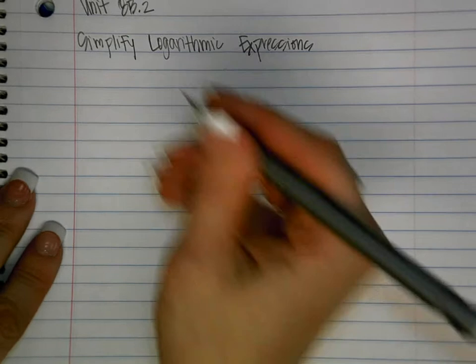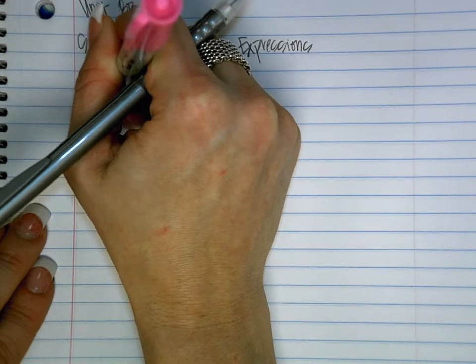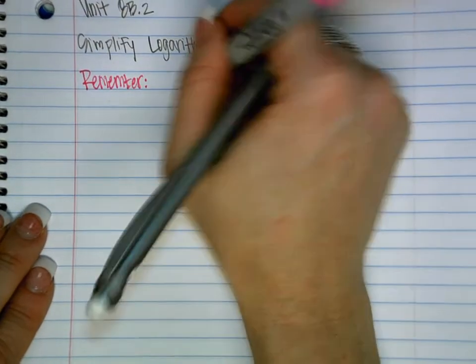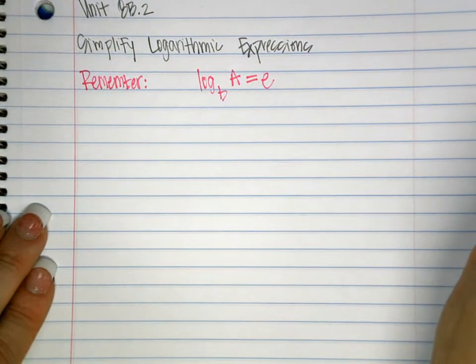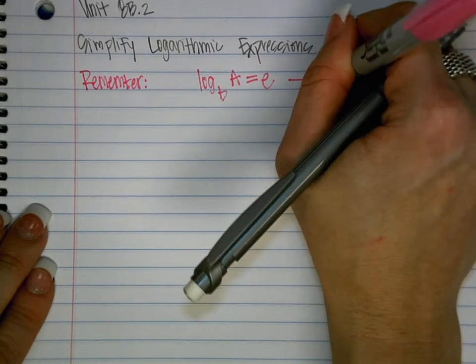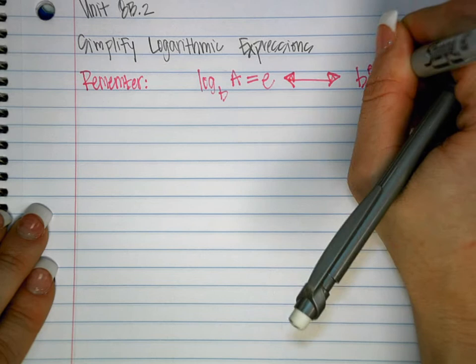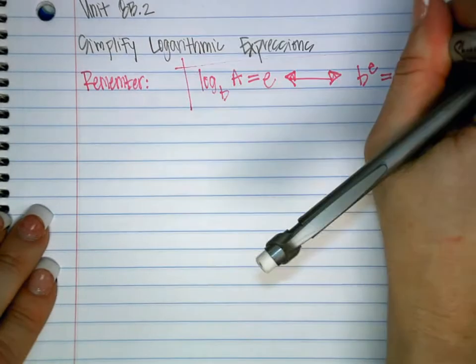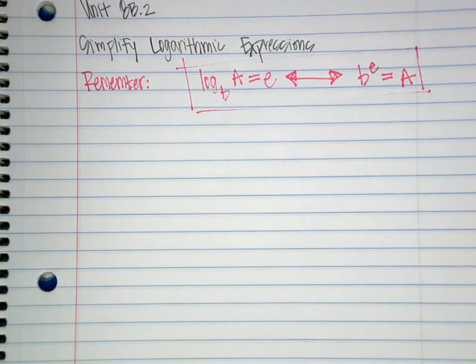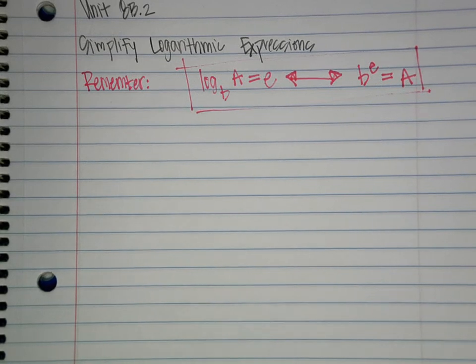So, what I want you to make sure you remember: the conversion between log base b of a equals e, which is written in log form, and that is equivalent to the exponential form, b to the e equals a. This is a huge key that you have to have memorized, because we're going to use that a lot.